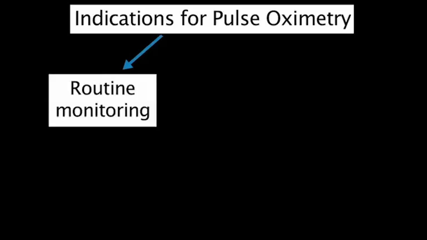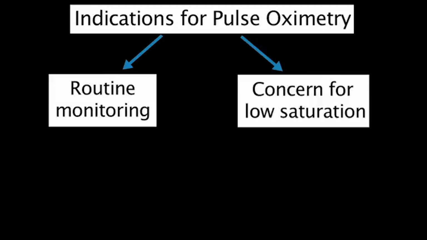Indications. The indications for using pulse oximetry in the clinical setting vary amongst institutions and may include routine oxygen monitoring for all patients or monitoring only when the provider is concerned that the patient may have a low saturation based on the patient's history, diagnosis, or physical exam findings.